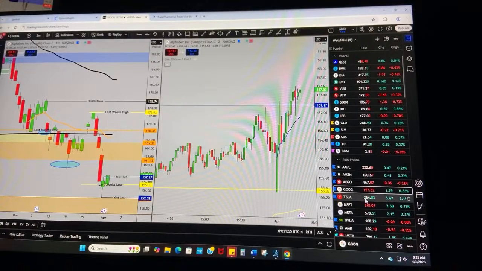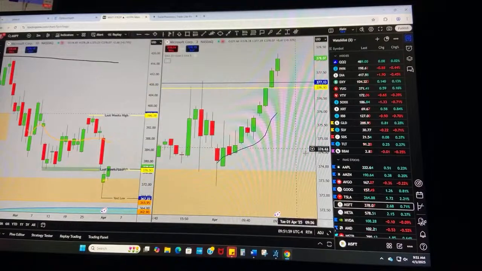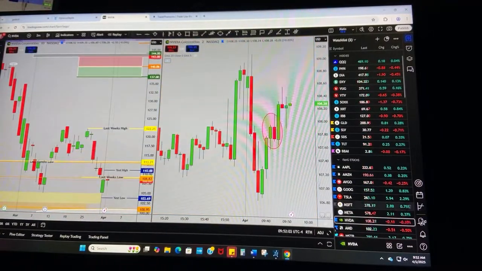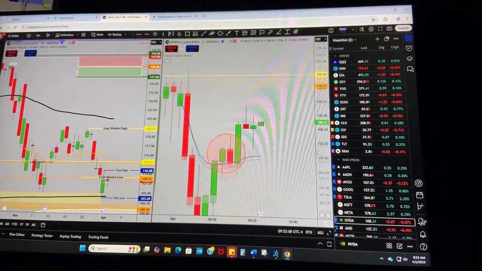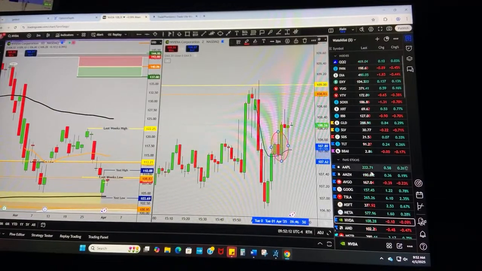Google just made new high. Tesla chop. Microsoft breadwinner. Turned out to be the breadwinner. NVIDIA is starting to flip a little bit here too, but very choppy.